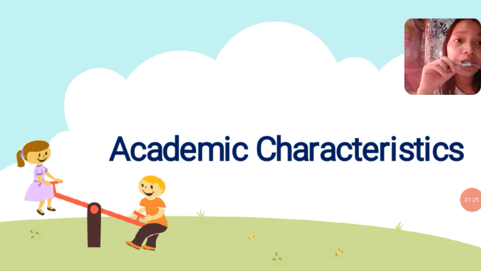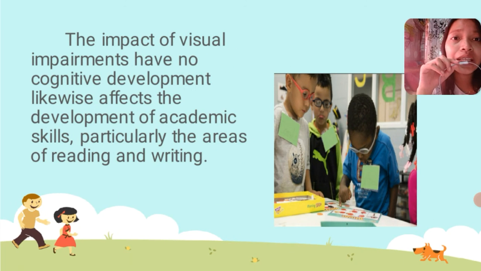Next is the academic characteristics. The impact of visual impairments on cognitive development likewise affects the development of academic skills, particularly the areas of reading and writing. So, because there is an effect on cognitive development, maapektuhan sad sa visual impairment ang development of the child in terms of academic aspect or academic skills.